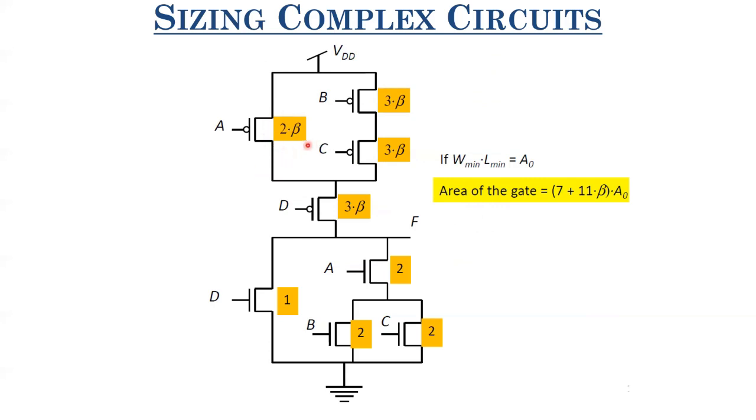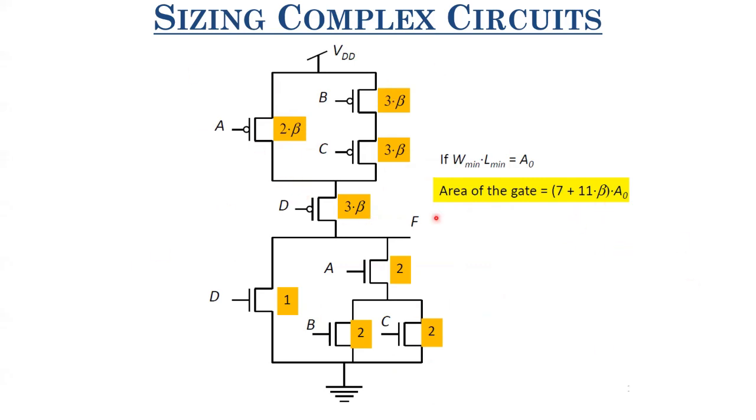But even if you size it by 2-beta, what will be the equivalent resistance of this series? It will be R equivalent 0 by 2 plus R equivalent 0 by 3, which is still less than R equivalent 0. So even in that case, it works perfectly fine. Your tP of this gate is less than or equal to the tP of the CMOS inverter. However, by reducing this from 3-beta to 2-beta, you achieve a reduction in area. So 2-beta is the perfect sizing for this. Note that you cannot make it beta, because then the effective resistance becomes larger than R equivalent 0. Now if you calculate the area of the gate, it's 1 plus 2 plus 2 plus 2, that is 7, plus 11 times beta, times A0.